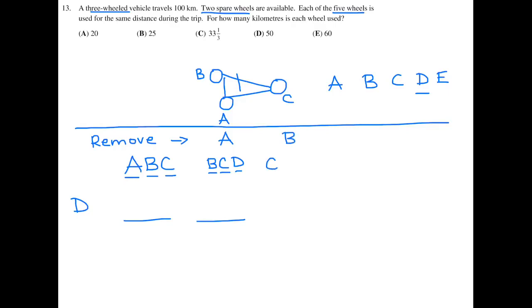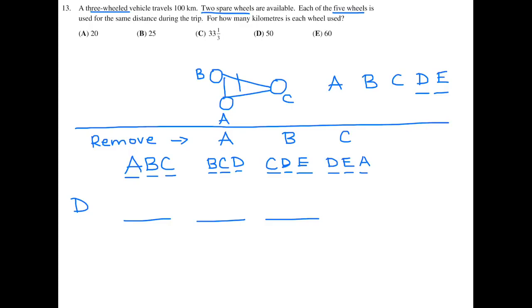So now we have left C and D, and we have to add a wheel because otherwise the vehicle won't run. So we've got E that we've now added. So then this vehicle goes along with these 3 wheels, C, D, E, for a certain distance. And then similarly we remove C after a certain time, and we're left with D and E. But then we add back wheel A.